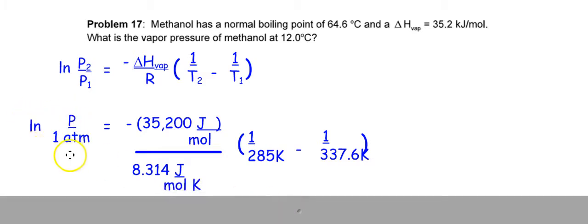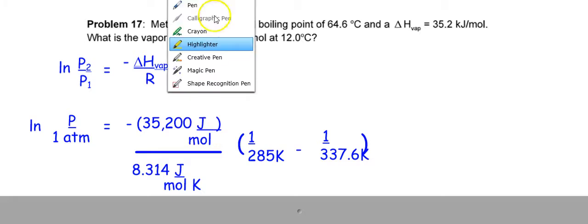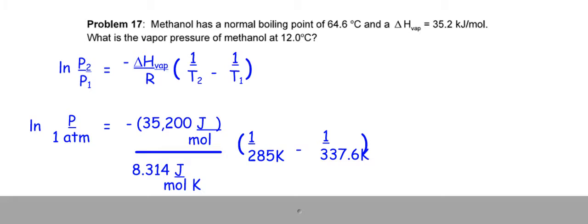So natural log of P over 1 equals negative 35,200. Notice I made it into joules. Why did I make that into joules? Well, look what happens to my units. Hang on a second. My units cancel out, don't they? The joules cancel out. The moles cancel out. I have 1 over K. So my K ends up being in the numerator.